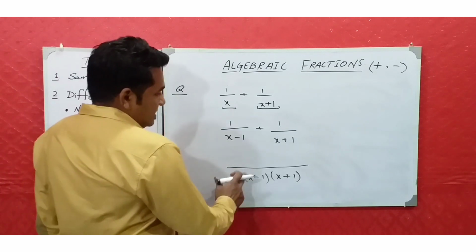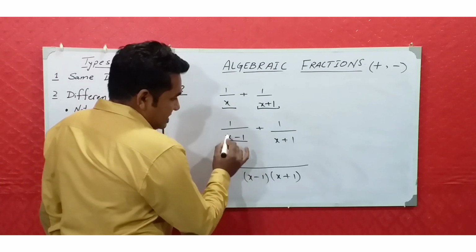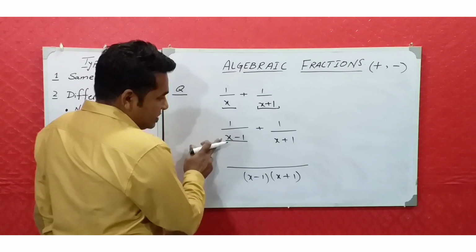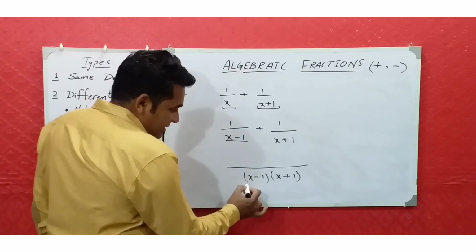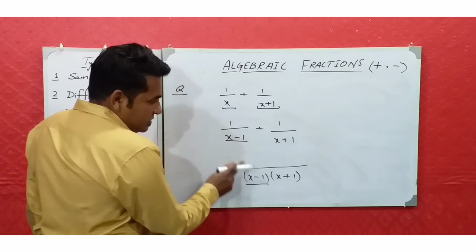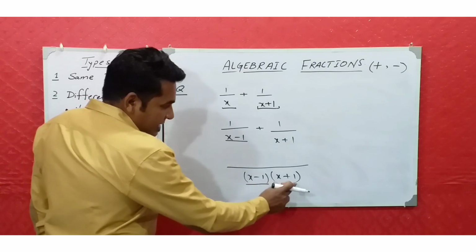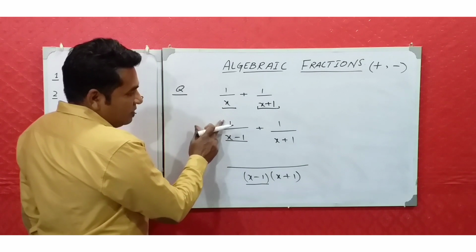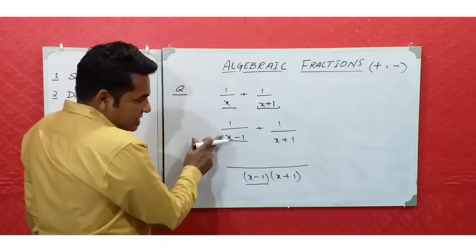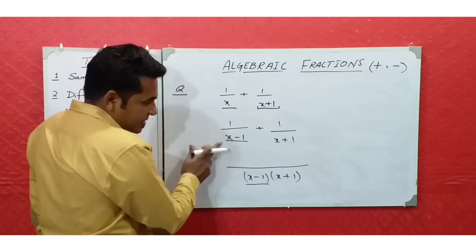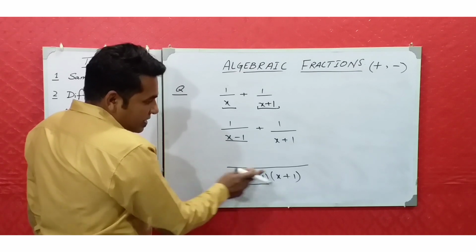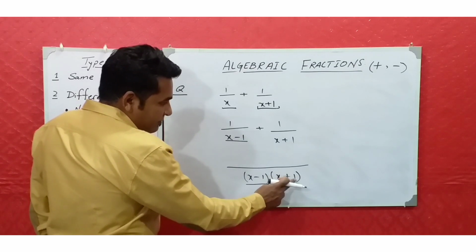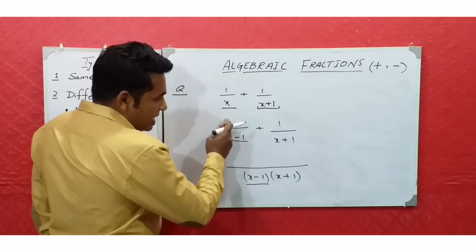Now, because this expression is x minus 1 in the first fraction's denominator, and here we have x minus 1, these both will cancel each other and x plus 1 is left over. This x plus 1 will multiply with 1. So these underlined expressions, they will cancel each other. So x plus 1 is left over, this I have not underlined, so this will go and multiply by 1.